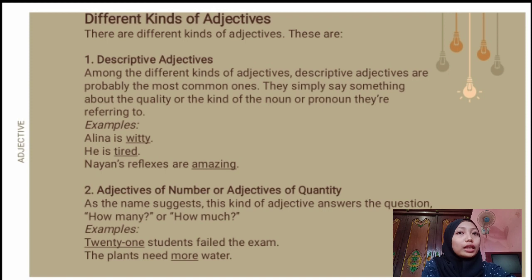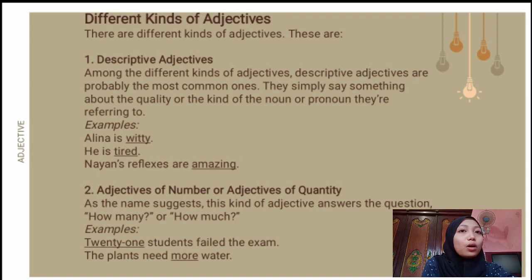Different kinds of adjective. There are different kinds of adjective. Number 1, descriptive adjective. Among the different kinds of adjectives, descriptive adjectives are probably the most common ones. They simply say something about the quality or the kind of noun or pronoun they are referring to. Example, Alina is beautiful. He is tired. Nayan's reflexes are amazing.